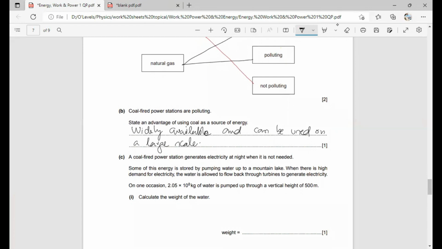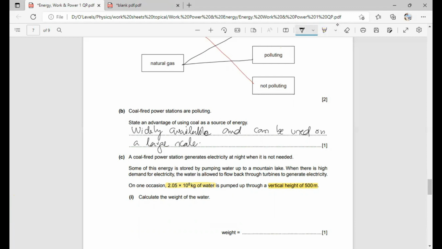Reliable. A coal-fired power station generates electricity at night when it is not needed. Some of this energy is stored by pumping water up to a mountain lake. When there is high demand for electricity, the water is allowed to flow back through turbines to generate electricity. On one occasion, 2.05 exponential 8 kilograms of water is pumped through a vertical height of 500 meters. Calculate the weight.